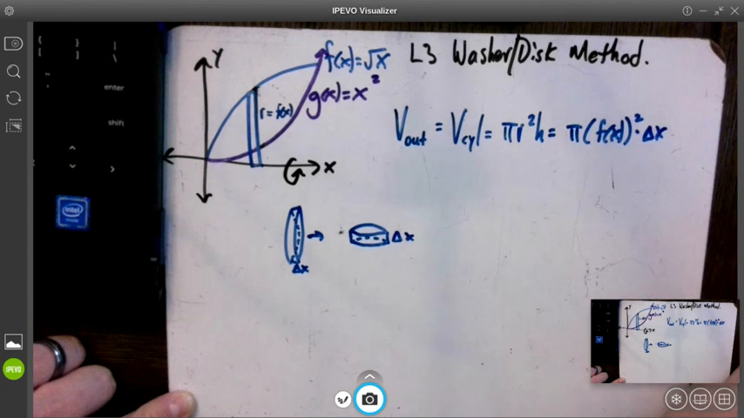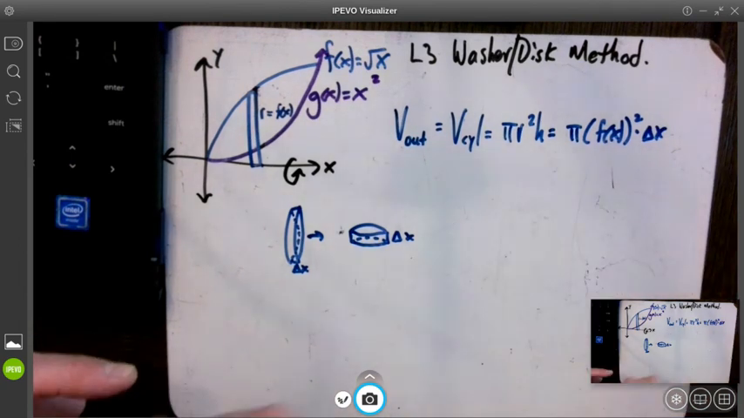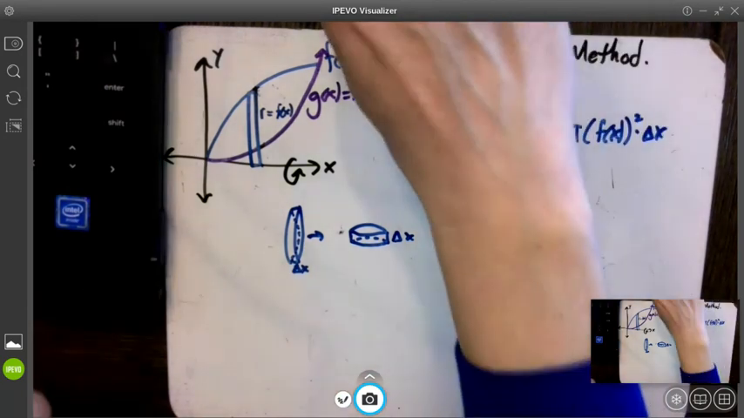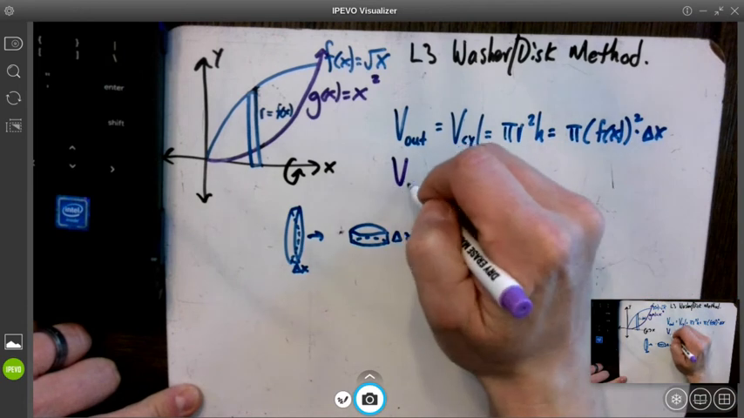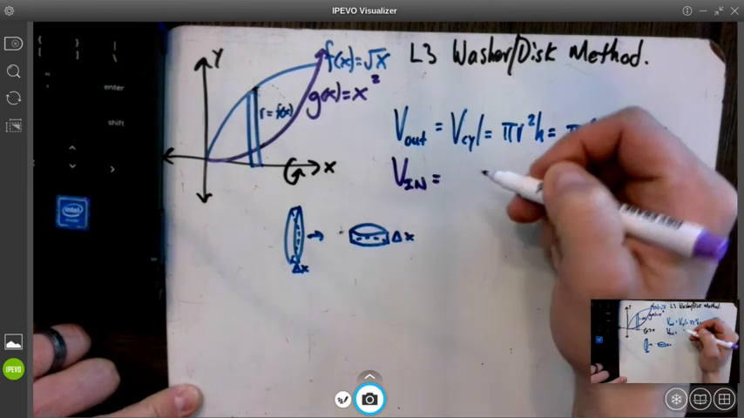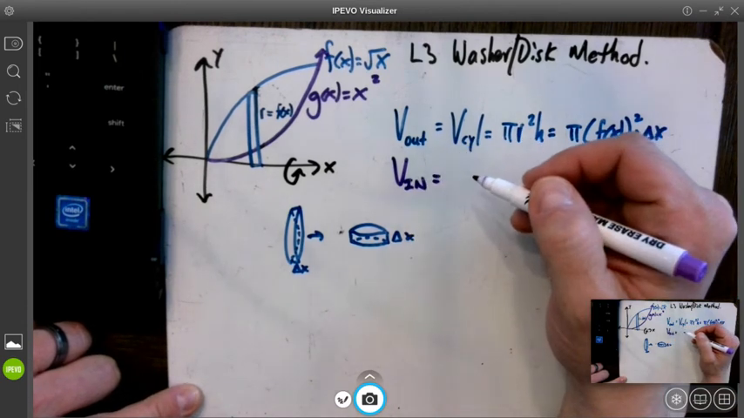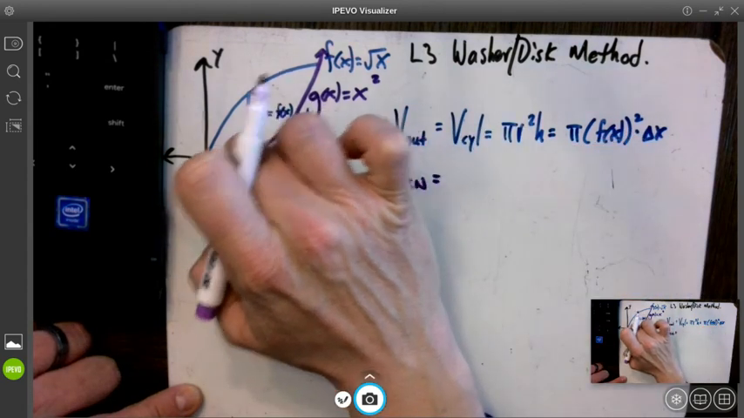So this is where I live, right there. V out. V in is going to be the exact same thing. I don't know if these colors are really showing up. I hope they are, but that's purple. Maybe on your screen it will. So the inner piece is now going to be, we're thinking just the inner part.